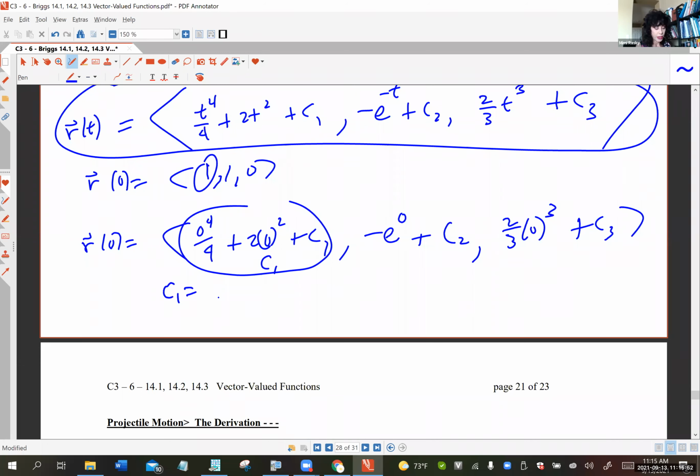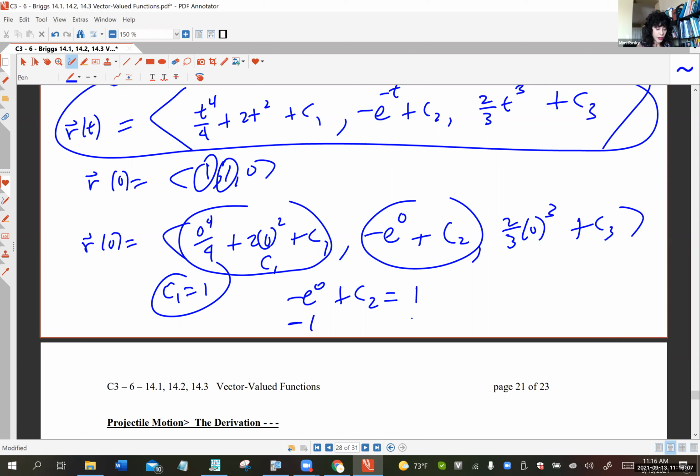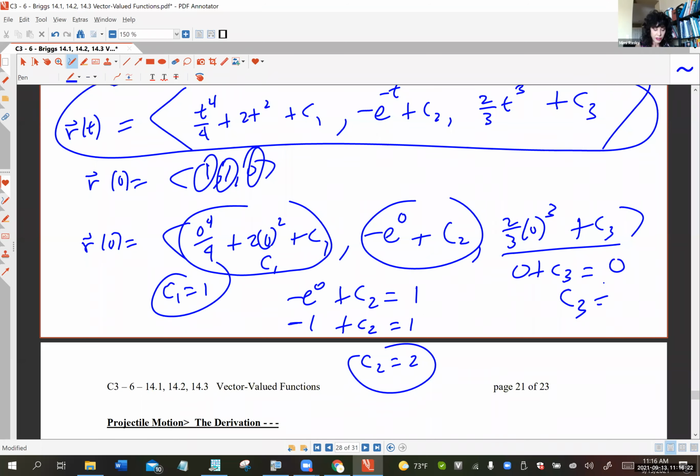So c1 had better equal 1. Okay, there you go. Now here we're saying that negative e to the 0 plus c2 had better equal the second component of our initial condition. But then wait a minute, isn't e to the 0 1? So negative e to the 0 is negative 1. And when I solve for c2 by adding 1 to both sides, I get c2 is equal to 2. Aha. And then here I have 0 plus c3 had better equal 0. And then solving for c3, I get 0.